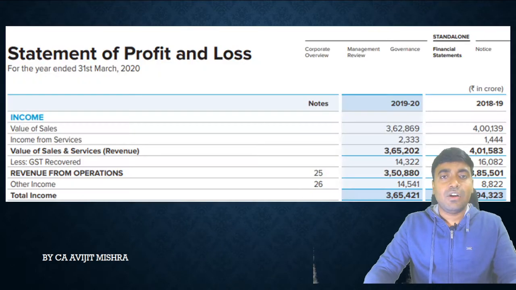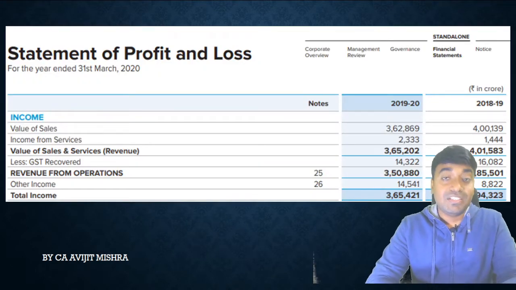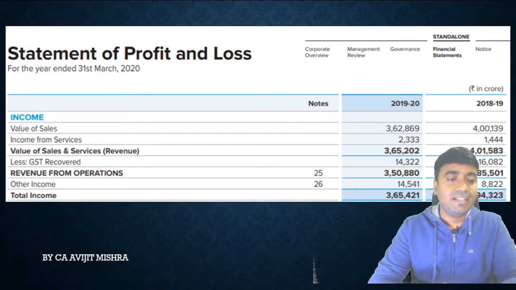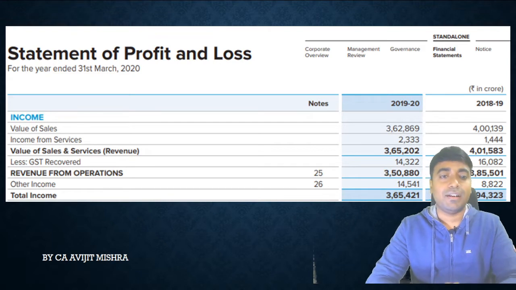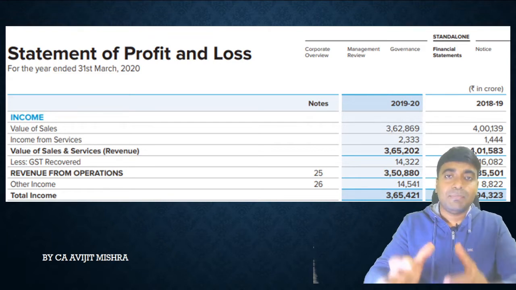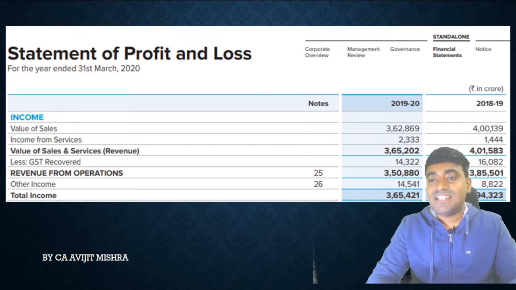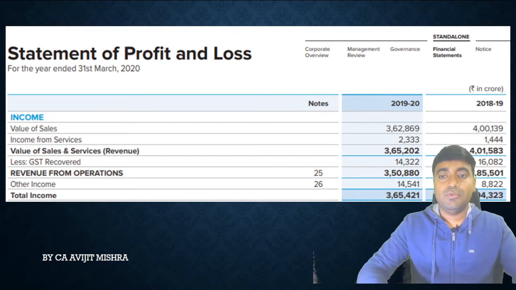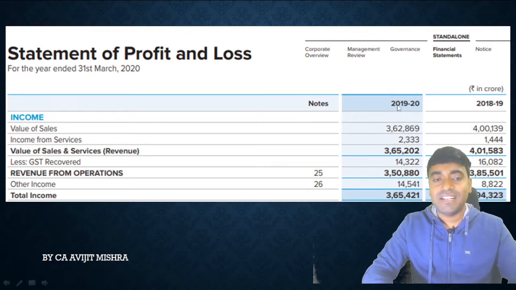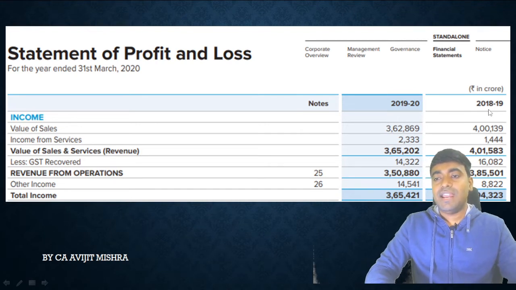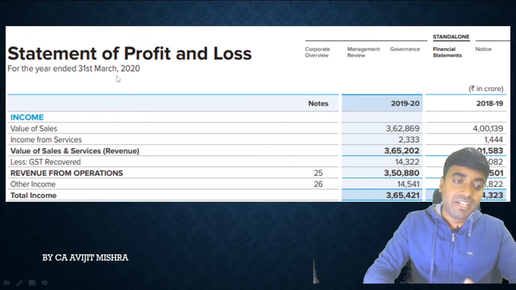In the profit and loss statement, the first part we see is the income part, or the revenue part. For the purpose of understanding, I have taken the financial statement of Reliance Industries for the financial year 1920, with a comparison from 1819. So the statement of profit and loss is here, for the year ended 31st March 2020.